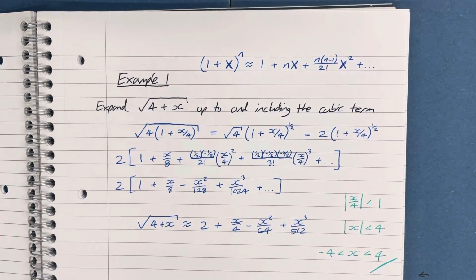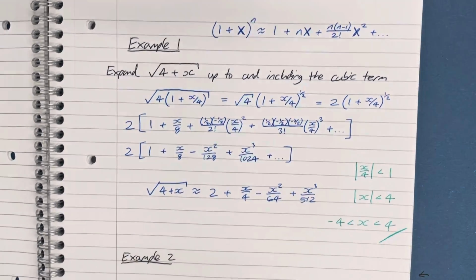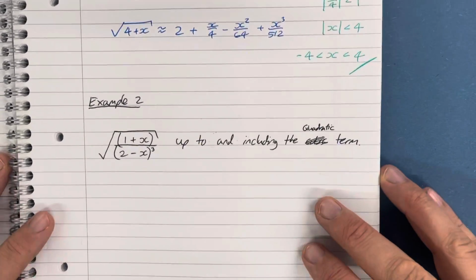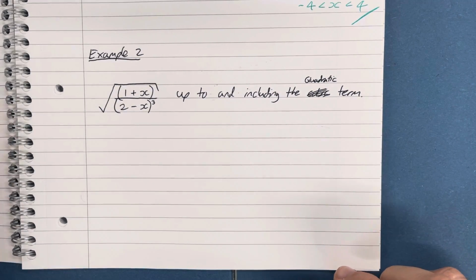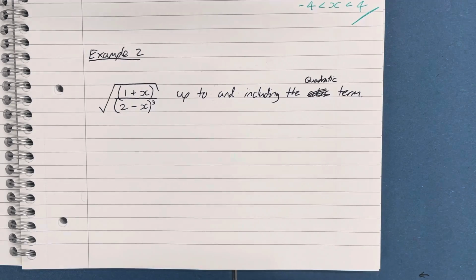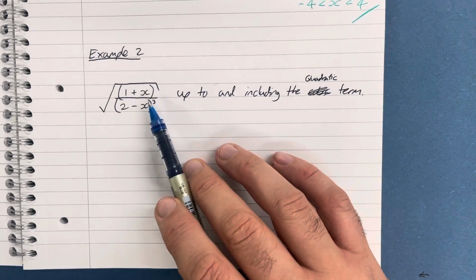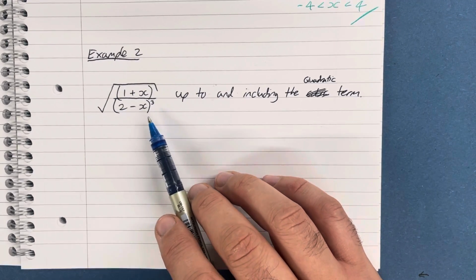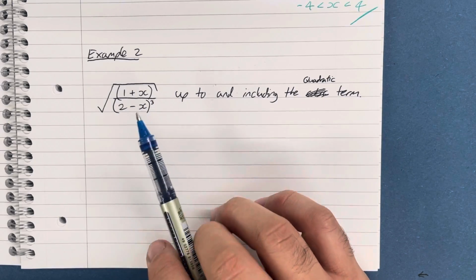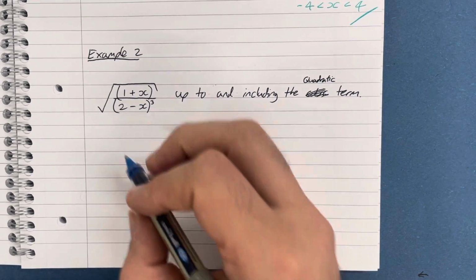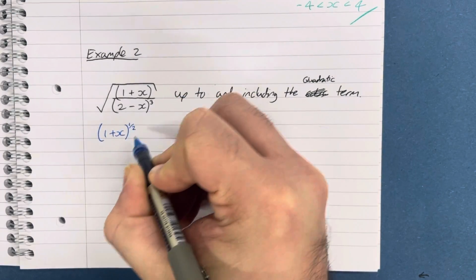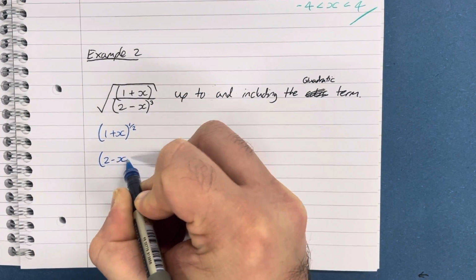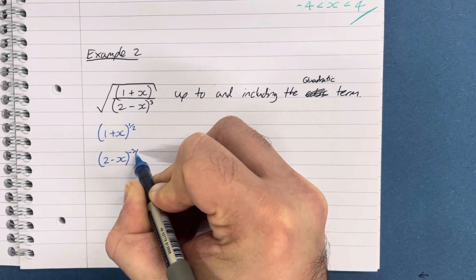Okay, example number 2. A little bit trickier. I did change my mind. It was going to be the cubic term, but that was too cumbersome, so I changed it to the quadratic term. But here we've got a quotient, we've got a division here. So what I'm going to do is just apply the binomial expansion to both of these terms separately. So we've got 1 plus x to the power of a half, and we've also got 2 minus x to the power of minus 3 on 2.